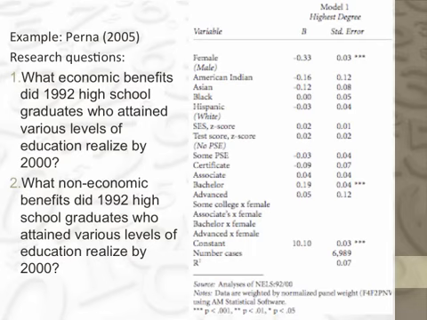So that means at least in the population of high school graduates in 1999 who attained a high school degree, we didn't see any differences according to race in their income. We did not see any differences attributable to race that are statistically significant.